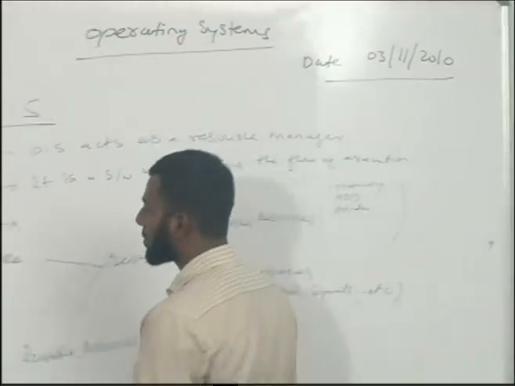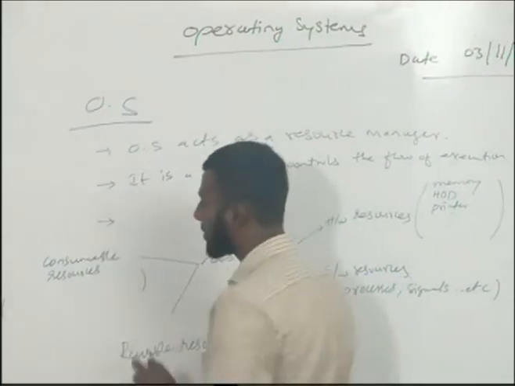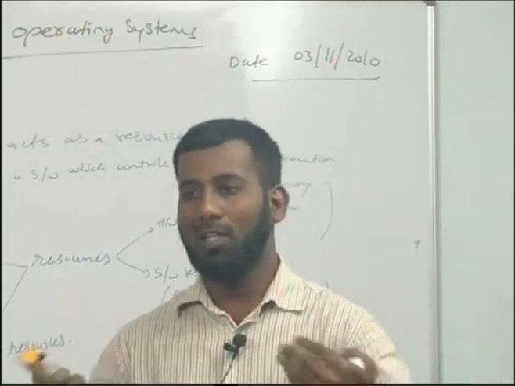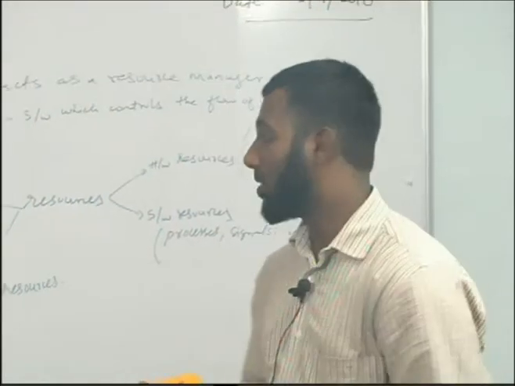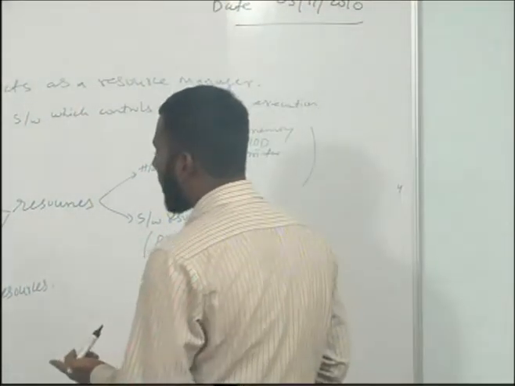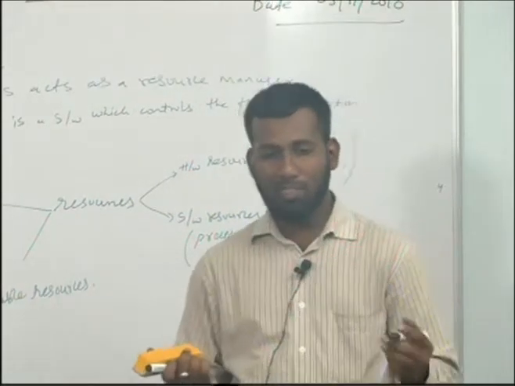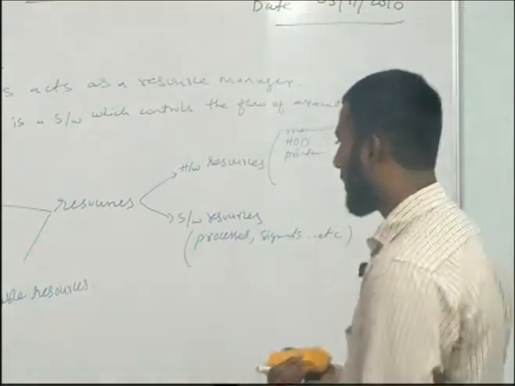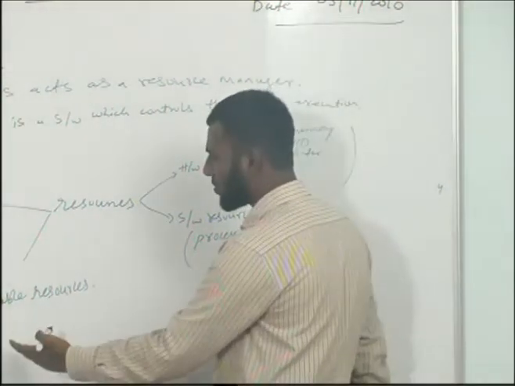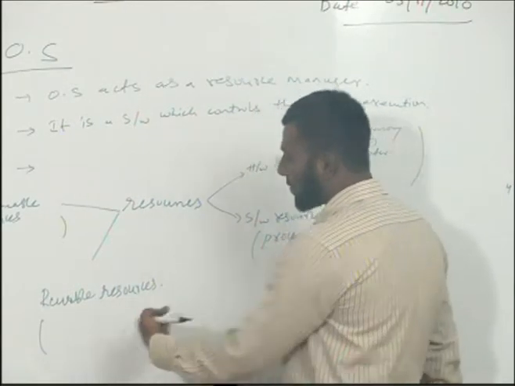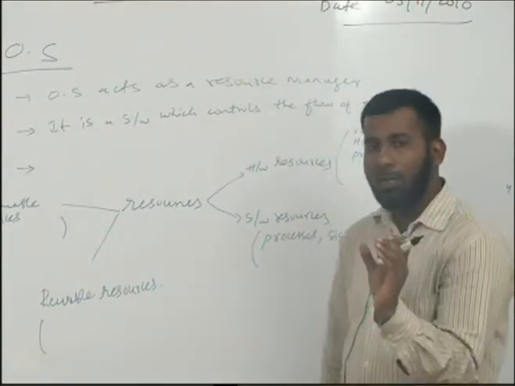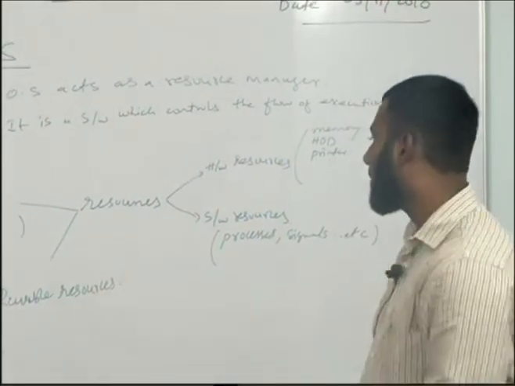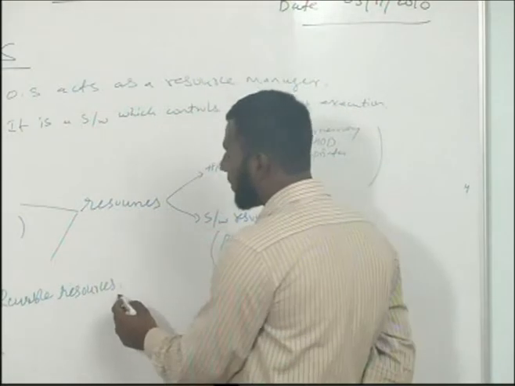What are the consumable resources? Consumable resources are those resources which, when they are generated, can be used only once. For a second time they are not available. Reusable resources are those resources which, once you have them, you can use any number of times. Take an example of memory. Memory is a reusable resource. If you have one process loaded into the memory, that memory part can be reused for any number of other processes at different points of time. So those kinds of resources are called reusable resources.